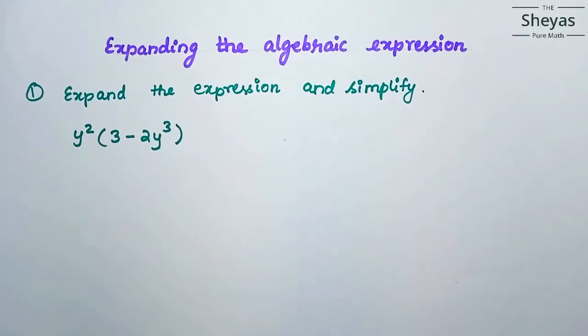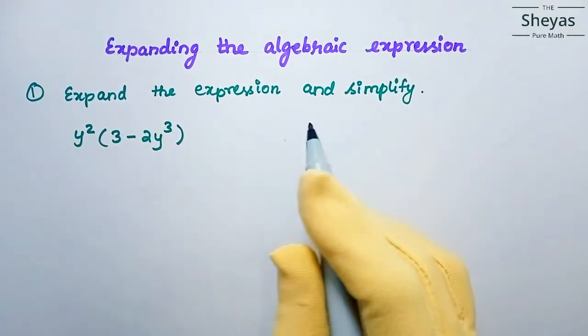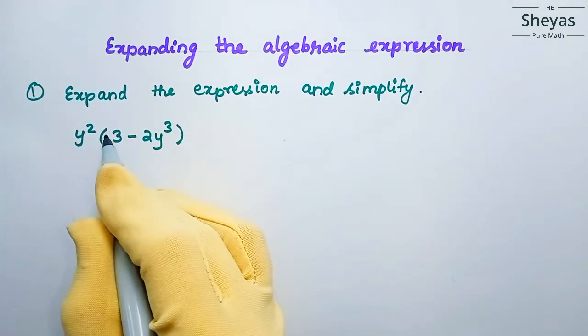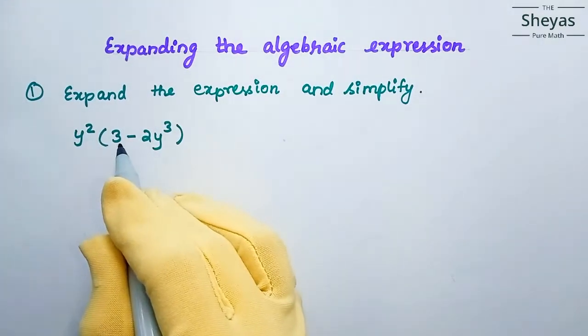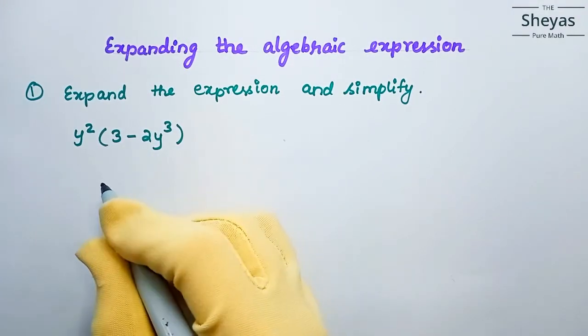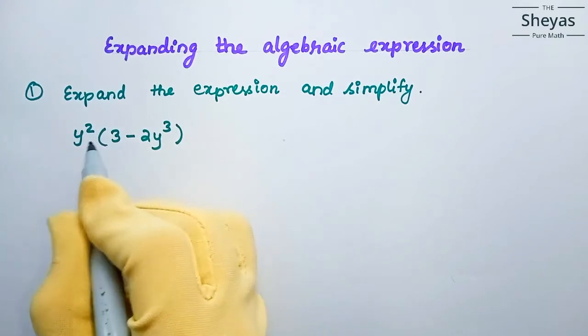Hi friends, today we are going to expand algebraic expressions. The first problem: expand the expression and simplify. y squared times (3 minus 2y cubed). So let us start. We have to multiply this y squared with each term.